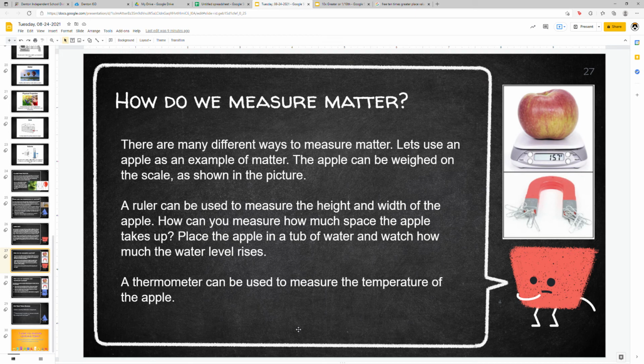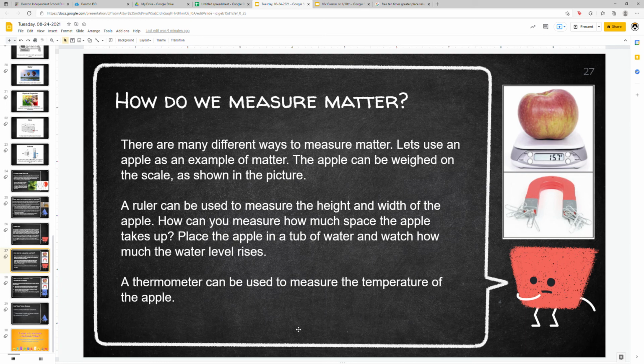So how do we measure matter? There are many different ways to measure matter. Let's use an apple as an example of matter. The apple can be weighed on a scale, as shown in that picture on the right. We could use a ruler to measure the height and width of an apple.